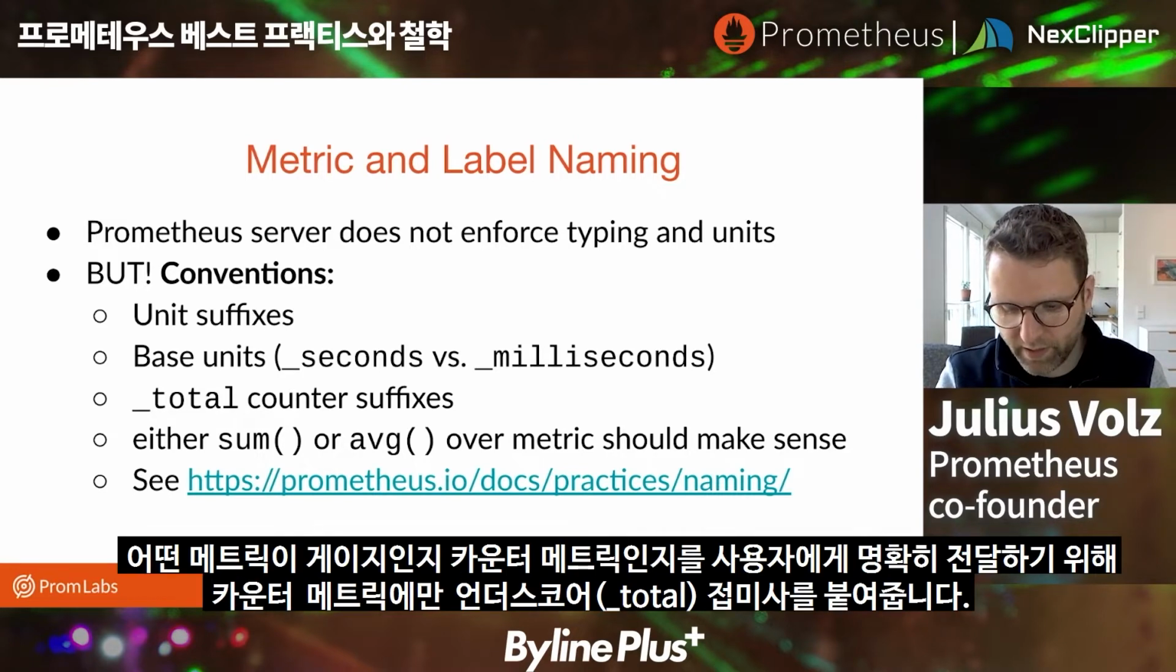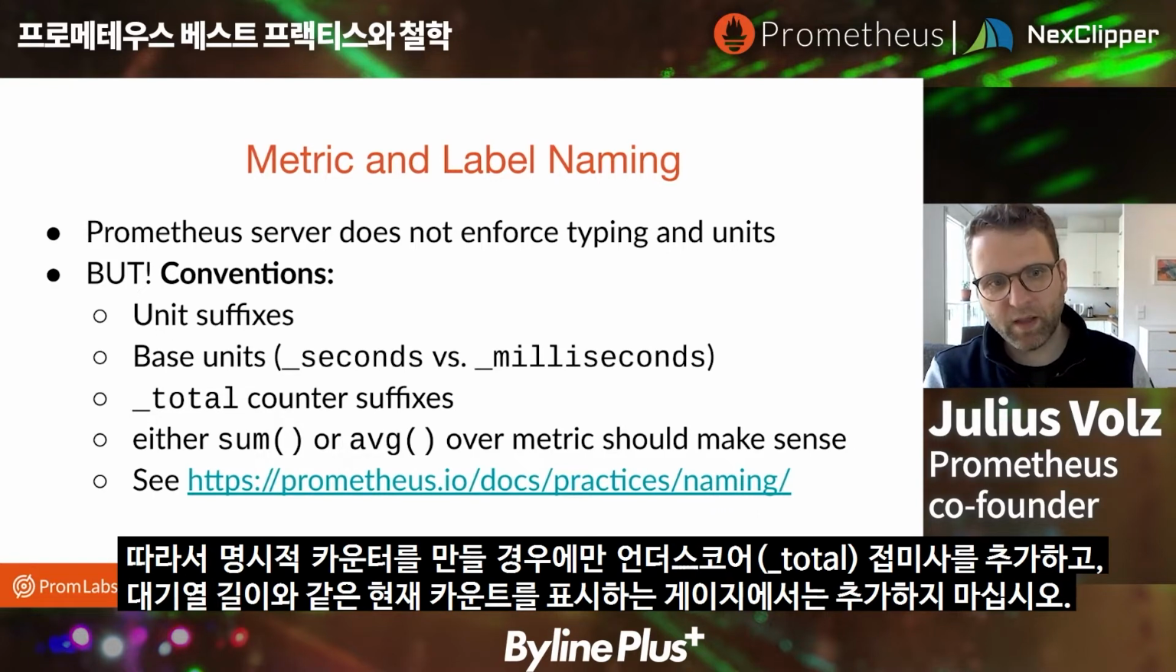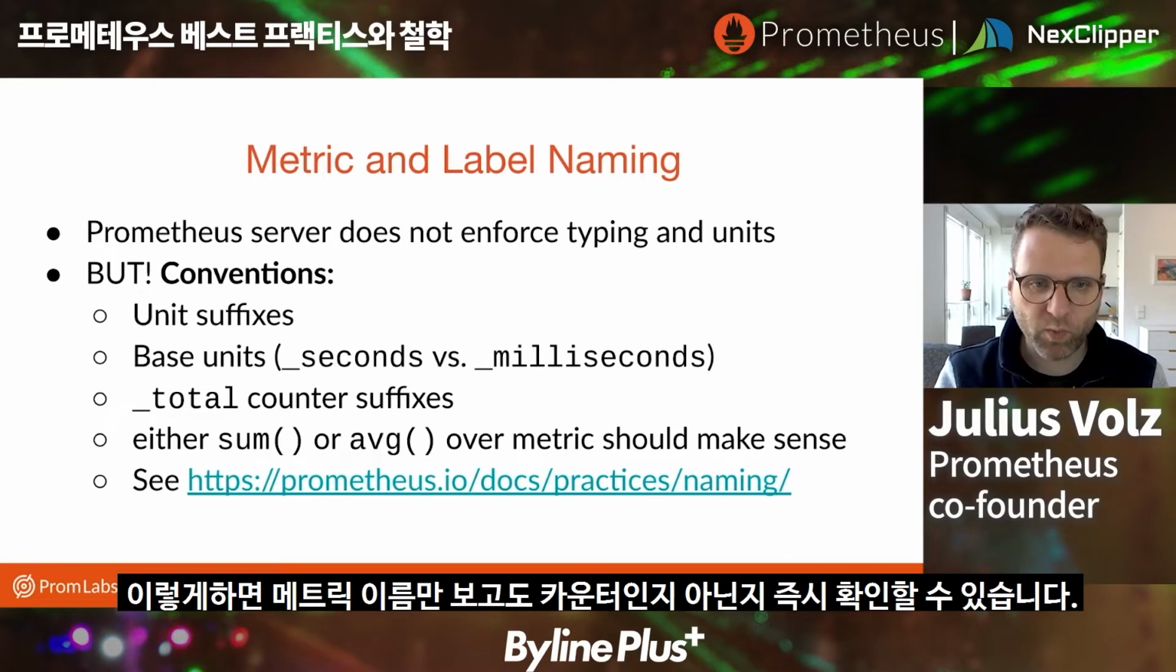To make it really clear to the reader which metric is either a gauge or a counter metric, only counter metrics should have an underscore total suffix. So if you create an explicit counter, add an underscore total counter suffix, and don't do the same on a gauge that maybe just exposes the current count of something, like the length of a queue. This way, I can look at your metric name and immediately see that this is a counter or not.